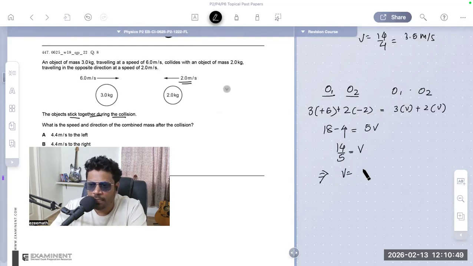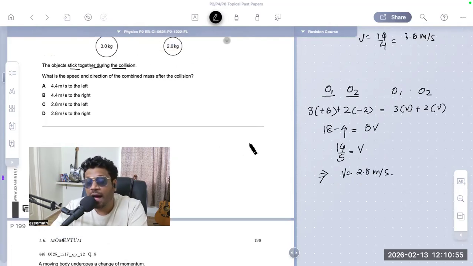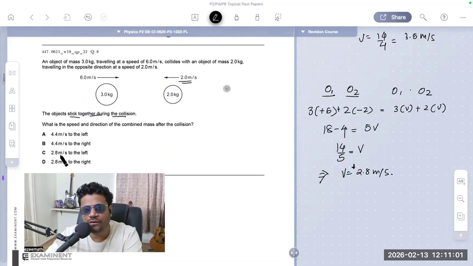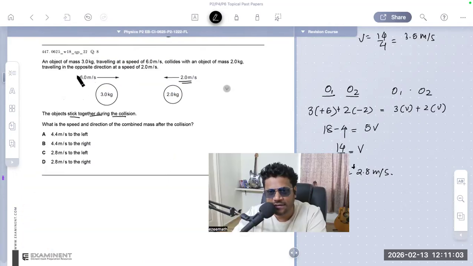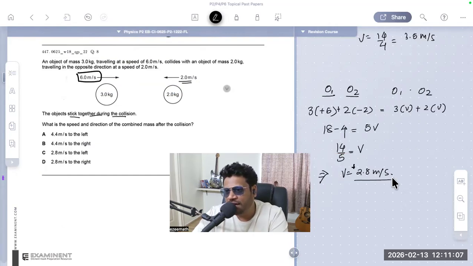V is going to be 2.8 meter per second. Okay. So now that the velocity after this has come out to be positive, it is still going to move to the right. The whole system is, since we took that as positive, the velocity we have got is also going to be in the same direction towards the right.